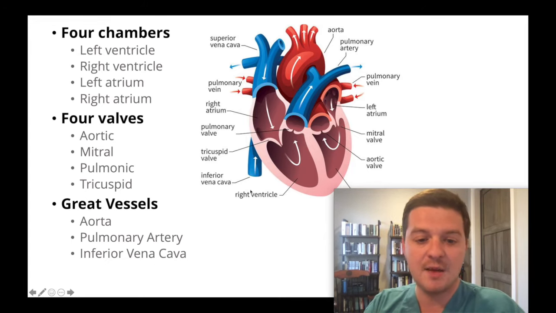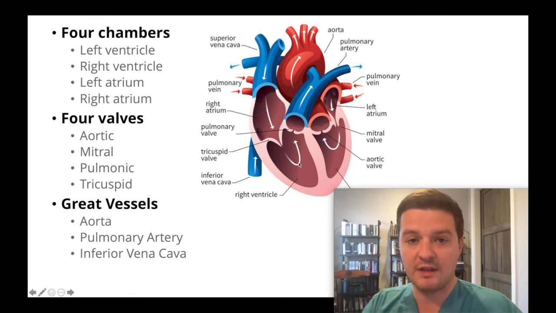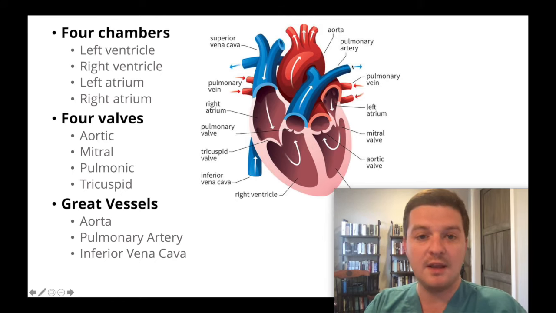So you have blood coming back from the body through the inferior vena cava and the superior vena cava, collecting in the right atrium, going through the tricuspid valve into the right ventricle, getting pumped through the pulmonic valve or pulmonary valve into the pulmonary artery to the lungs. In the lungs, blood picks up oxygen and comes back through the pulmonary veins, shown here, and collects in the left atrium. Then it passes through the mitral valve into the left ventricle, which is the main pumping chamber of the heart, and gets pumped through the aortic valve into the aorta, which carries it to the entire body.